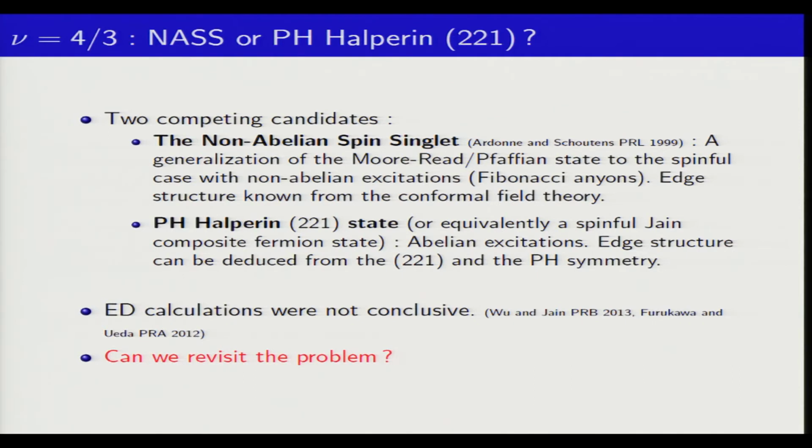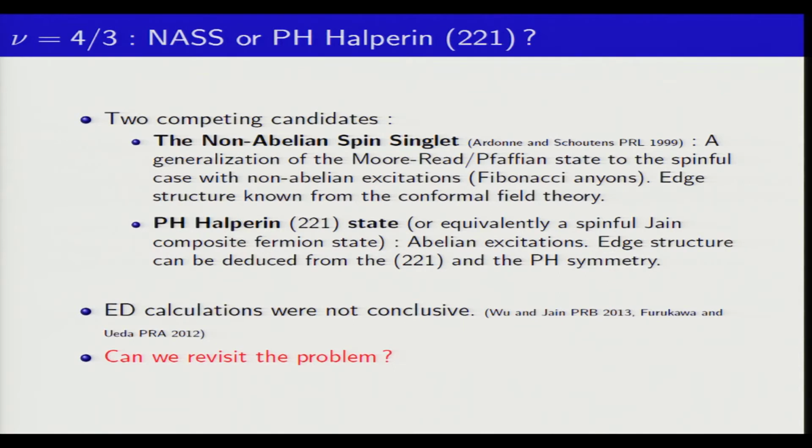And actually, there was still some debate about the nature of the phase at 4/3. There are two competing proposals. The first one is a non-abelian spin singlet state, proposed a few years ago by Haldane and Schoutens. It's a generalization of the Moore-Read state to the case where you have some spin degree of freedom. It has non-abelian excitations, which are Fibonacci anyons. It's exactly what you need for topological quantum computation. And the edge structure is known because basically the state is built out of a conformal field theory, and you know exactly how to describe the edge properties.